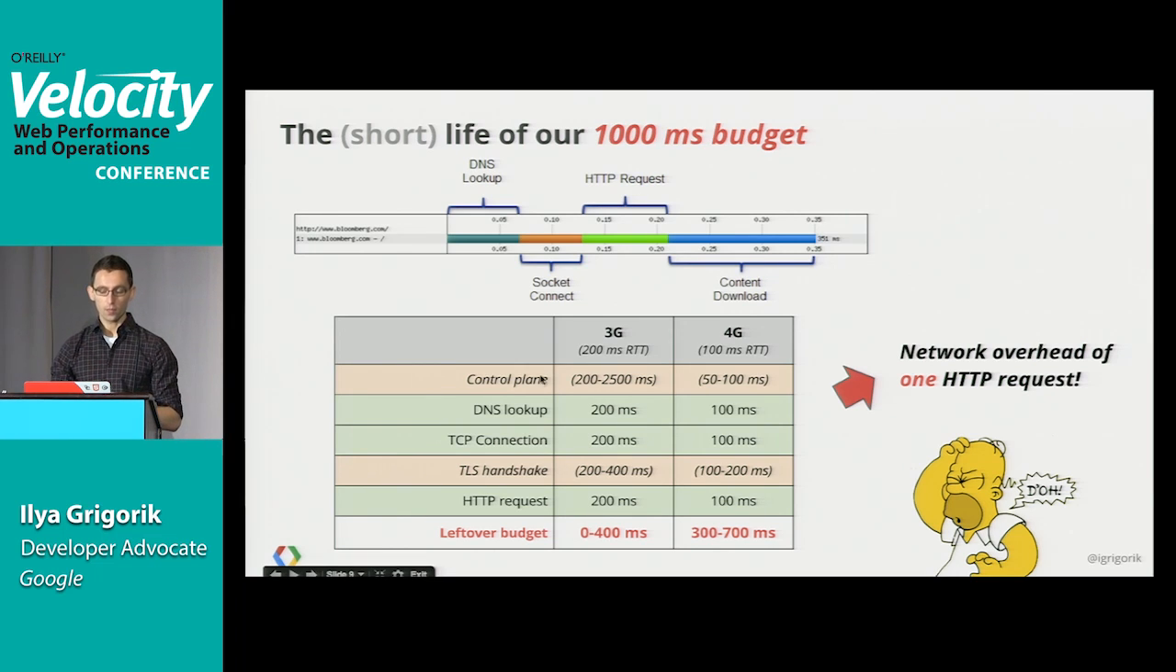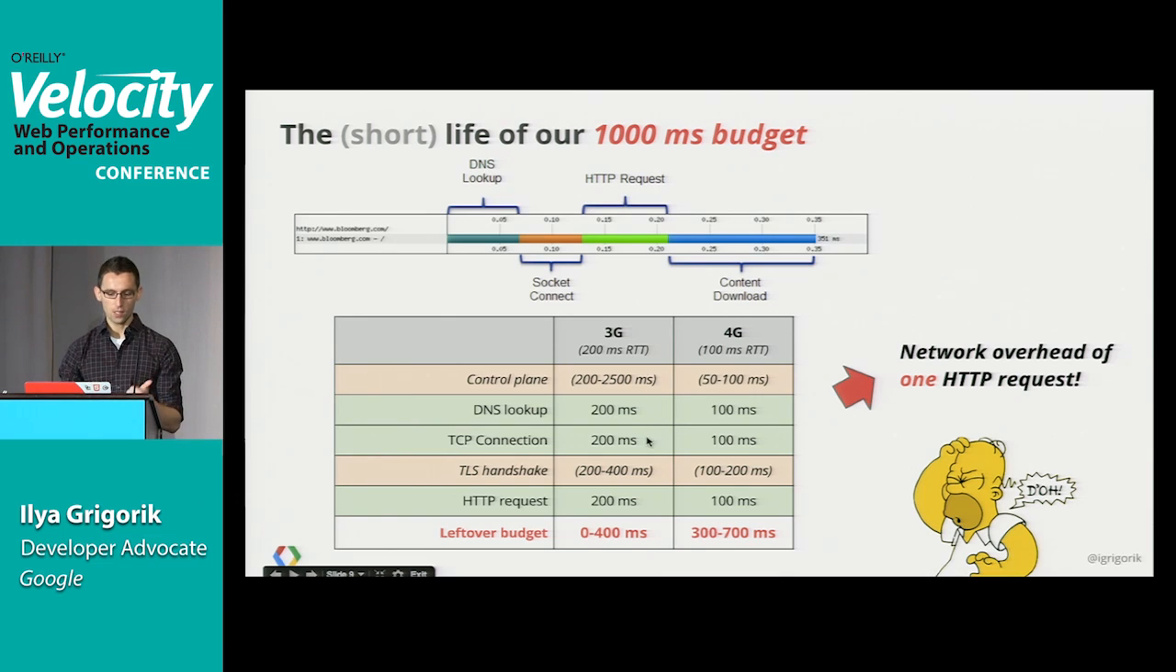So if you do the math, actually, before anything even happens, remember the first step that I showed in the diagram where you had to negotiate with the tower? When to send the packet, that is known as the control plane latency. So in 3G, this could take up to 2.5 seconds. So 2.5 seconds before the packet even gets out of your phone and to the closest tower. With 4G, that time is much, much less. It's about 50 to 100 milliseconds, but nonetheless, right?